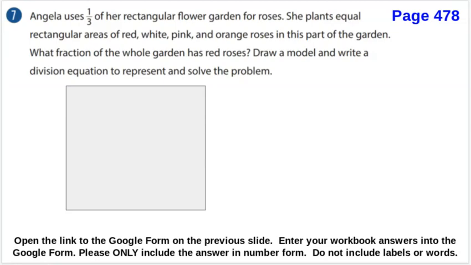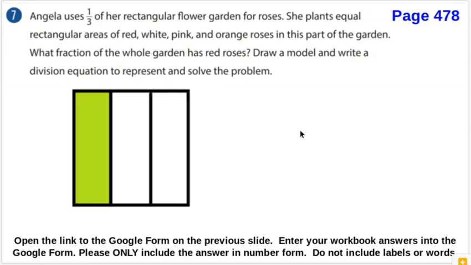So let me show you a picture to help you get started. So you can see that this rectangle down below represents the entire garden. The part that's shaded green right here is only going to be used for roses. You can see that it says 1/3 of the garden will be used for roses. She is going to fair share this amount with these 4 colors, some for red, white, pink, and orange. You want to know what fraction of the whole garden will be used for red roses.